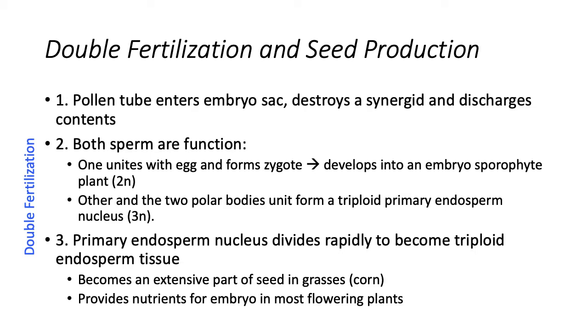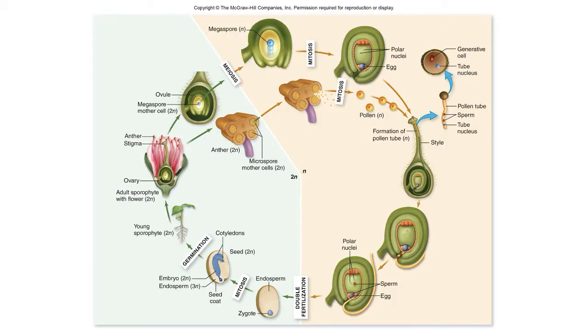Okay, so that's basically the life cycle of an angiosperm. After double fertilization, you get a young embryo that's going to turn into a sporophyte. So let's just start with pollination here. Here's the pollen. It lands on the stigma, travels down the style, and forms a pollen tube. It will eventually reach the ovule of the female gametophyte and destroy the synergids.